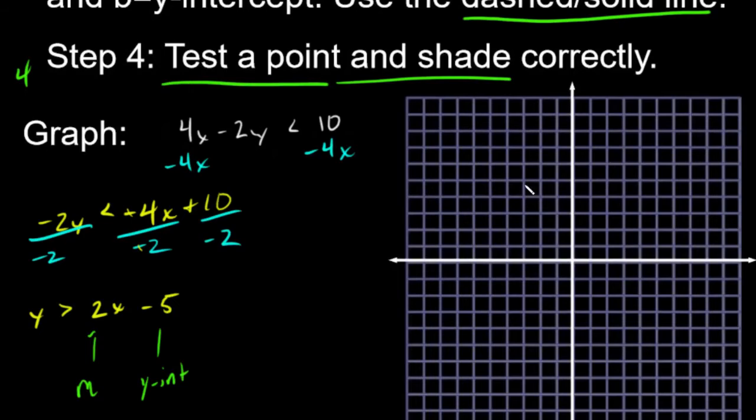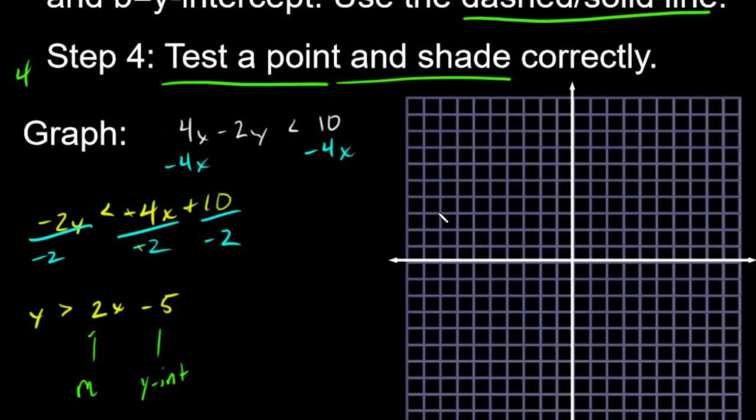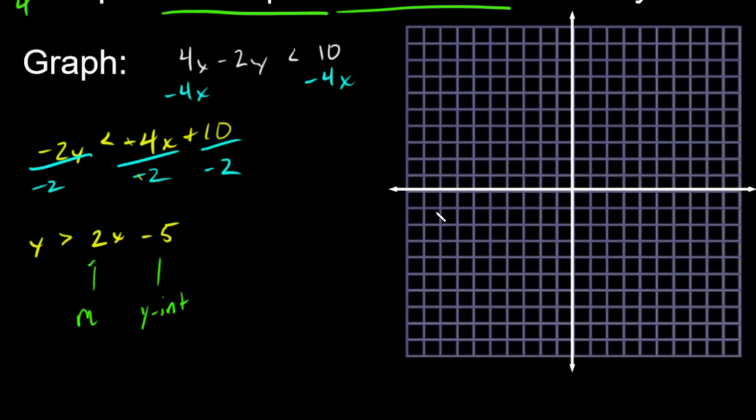All right, sorry about that. So step 2, decide if you use a solid or dashed line. Do you guys remember graphing these on number lines? You know, if we were graphing y is less than 10 on a number line. Do you guys remember that? You'd have a number line, and you'd have 10 on it, and you'd have an open circle on 10. And the reason you'd have an open circle is because it is less than, not equal to, right? So if it's not equal to, you have an open circle.